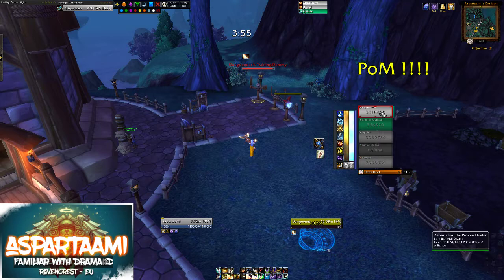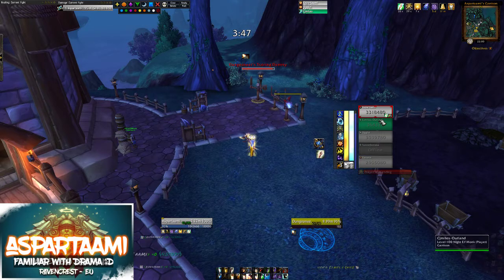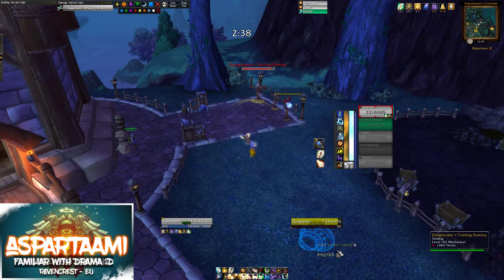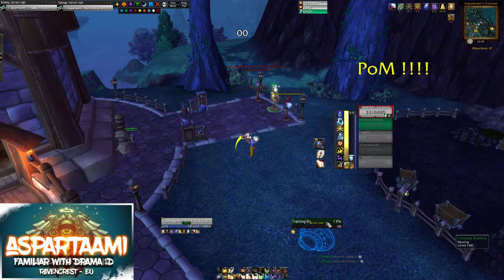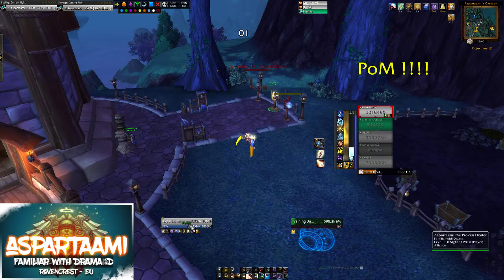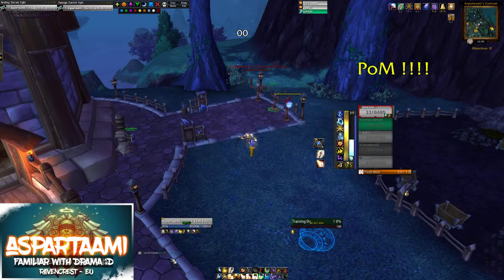You hear my WeakAura sounds, you see my WeakAuras, you see my incoming and outgoing damage and healing. When I heal myself, you can see them over here. There is outgoing, and on the left side is incoming.